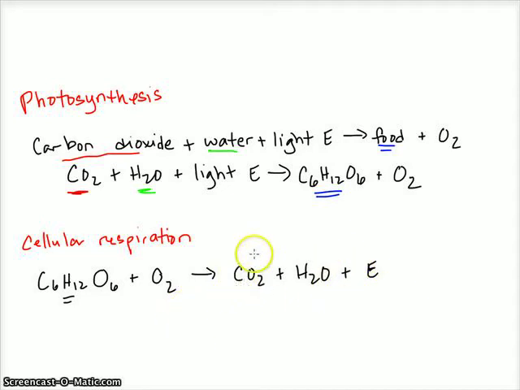The product of cellular respiration, so this is the product and this is the reactant. The product of cellular respiration is carbon dioxide, which is the reactant of photosynthesis. The product is also water, which is found in the reactant of photosynthesis, and energy is expelled to perform work. So carbon dioxide and water are synthesized to make complex molecules, and light energy is converted to chemical energy found in the chemical bonds of food molecules, and oxygen is the byproduct of photosynthesis.